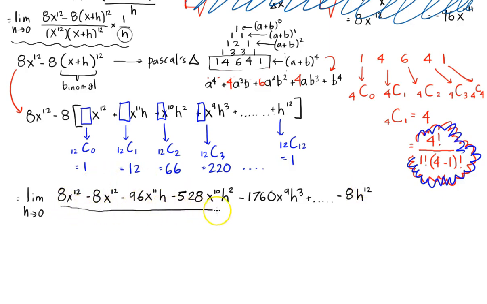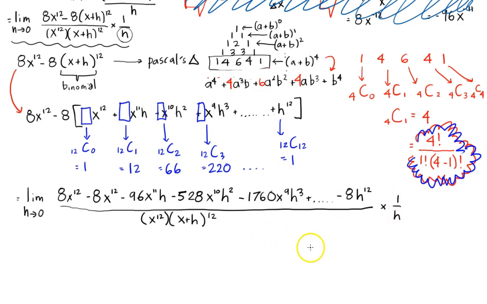All of that, let me see, times x to the 12, all over x plus h to the 12. And don't forget that little thing I had at the end. This whole thing is being multiplied by 1 over h.